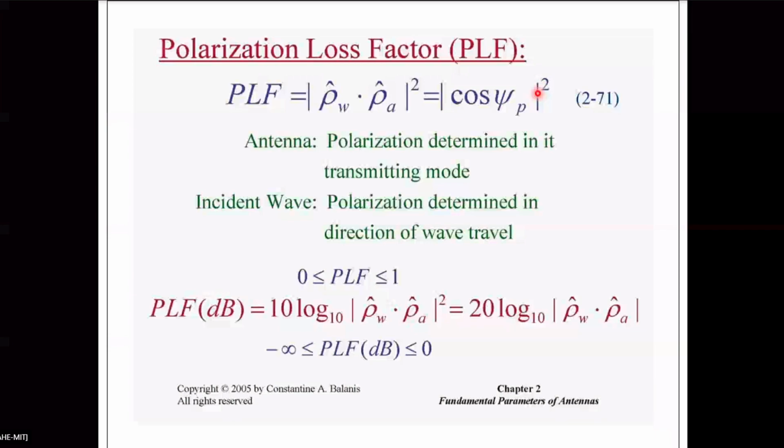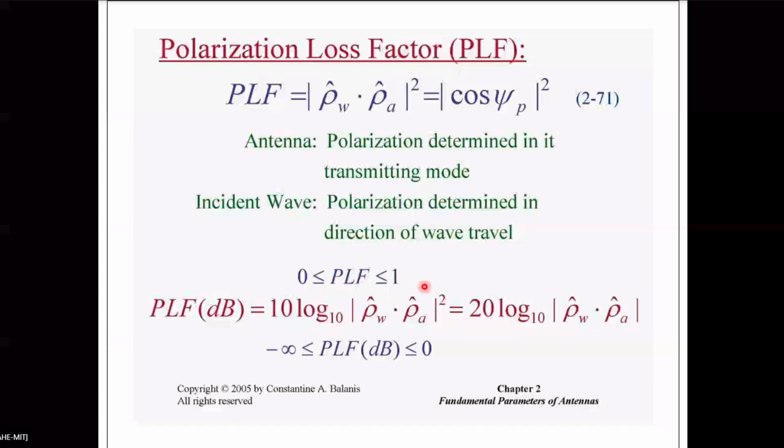When this psi p is 0, you have no loss. That means PLF is equal to 1. When psi p is equal to 0, that means rho W and rho A are aligned in the same direction. So the polarization of the transmitting incident wave determines the direction of the wave travel. So polarization loss factor can lie between 0 and 1.